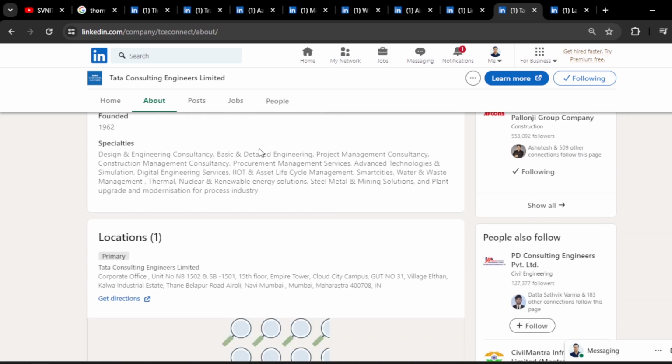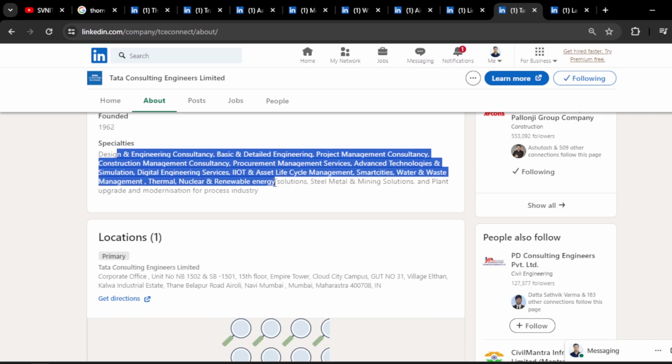And Tata Consulting Engineers is one of the large companies. There is a lot of construction going on in this company. So there are a lot of things you can see: life cycle management, wastewater, project management, consultancy. A lot of things they are going to deal with. Similarly, like L&T, Tata is also going to do a lot of projects.